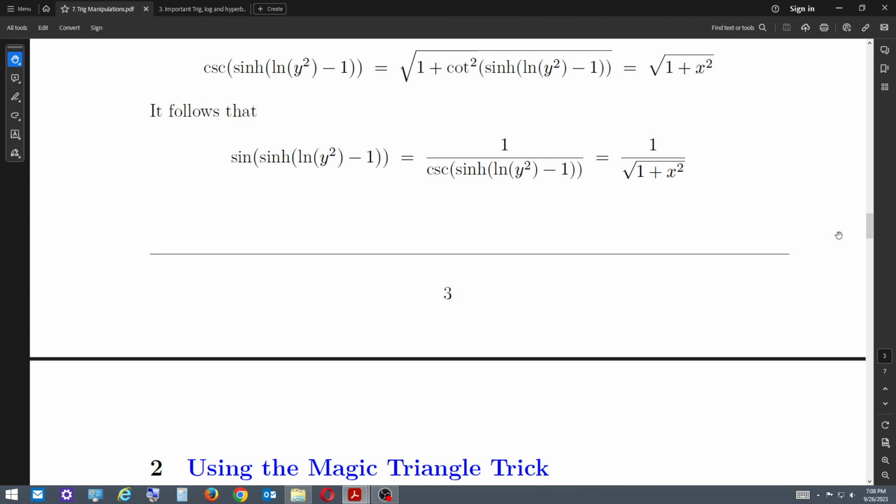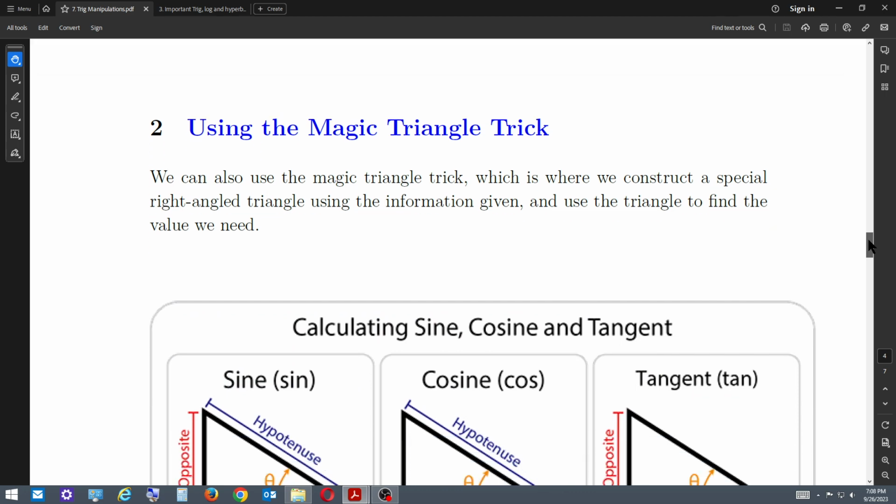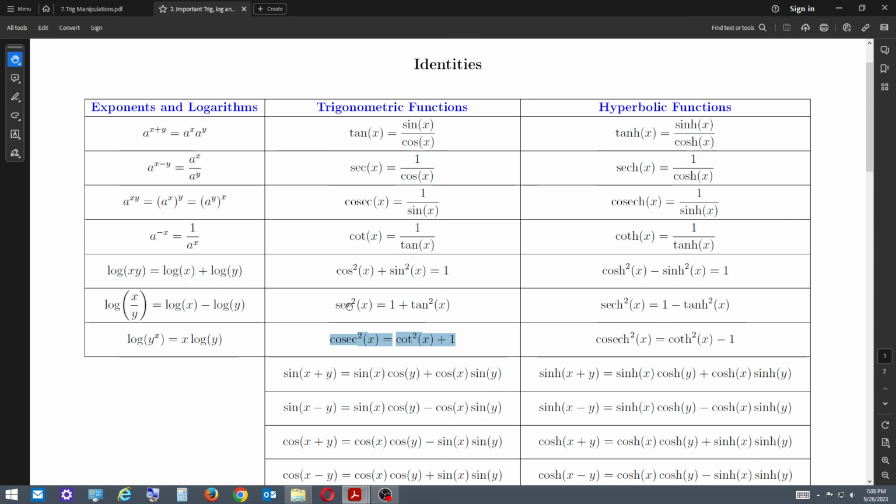Now the second method. There's a second method that you can use to get the exact same things we got before using a different approach, which is called the magic triangle trick. So with this trick, we are not going to use any of these identities. If anything, we'll use this one sometimes, but not really.